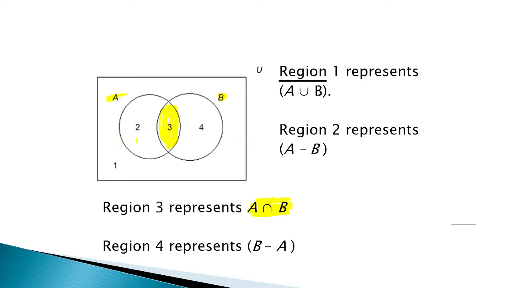And lastly, we have region 1. Ano naman tong region 1 natin? Ito yung region 1 natin, nasa labas, di ba? So kung mapapansin natin, itong region 1 nating class, ang laman niya ay lahat ng hindi A tsaka lahat ng hindi B.